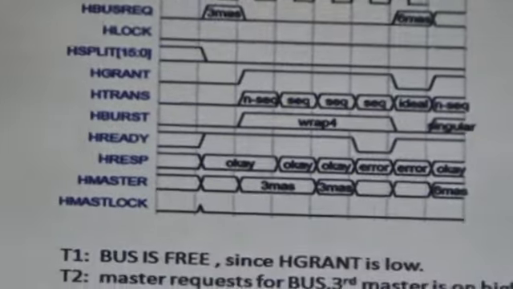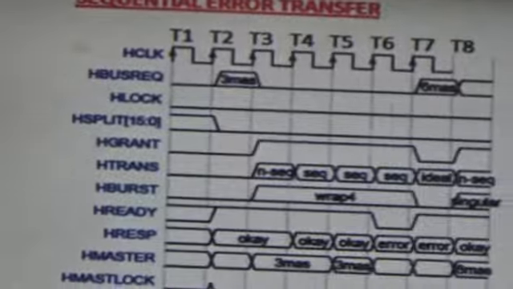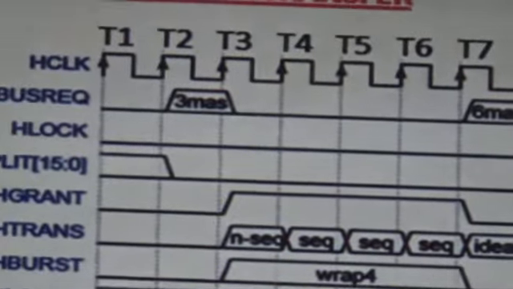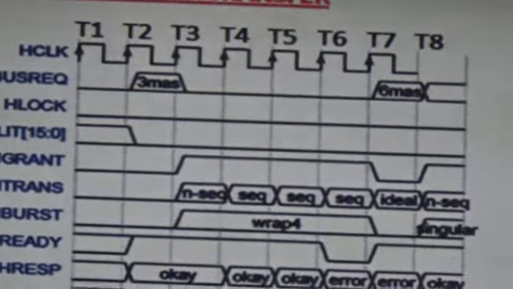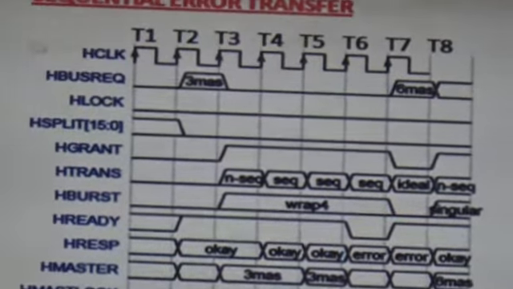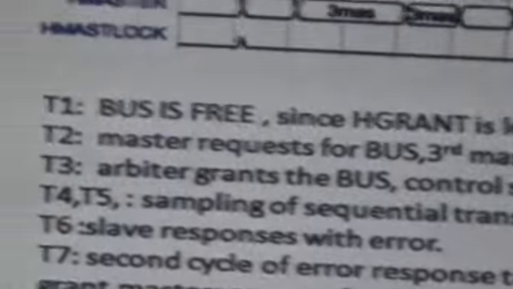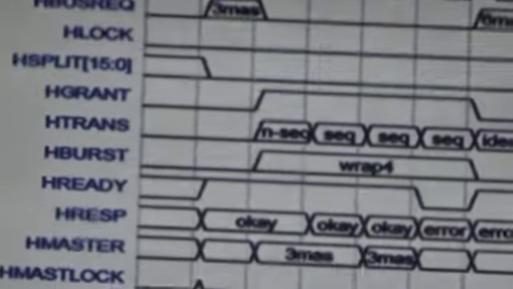Now we'll look at how this sequential transfer gets affected by the error transfer. If you have seen here, at T1 the bus is free since H grant is low. At the T2 clock cycle, the third master has requested the bus. At T3, the arbiter grants the bus to the third master and the control signals are sampled here. Since the third master is given access at T3, H master is updated with the third master.